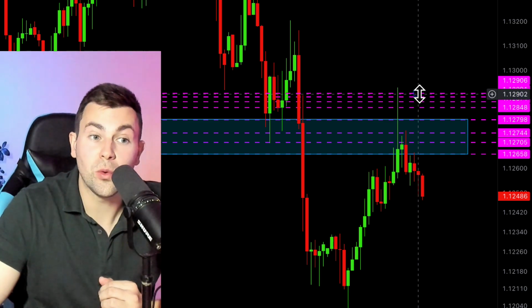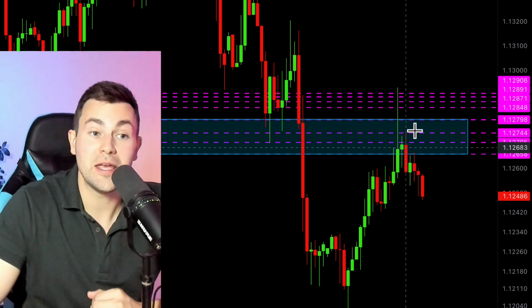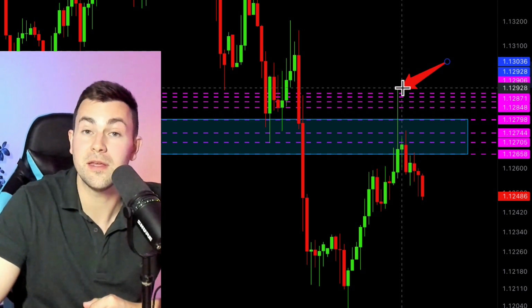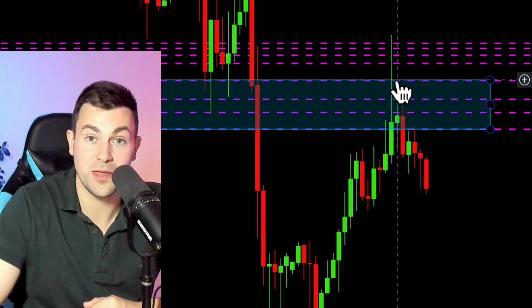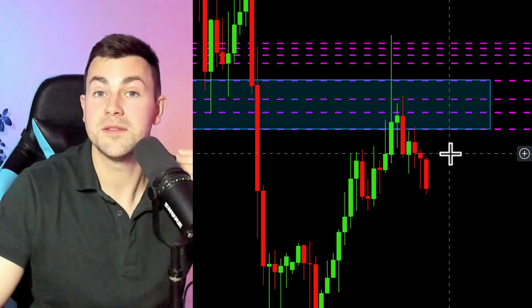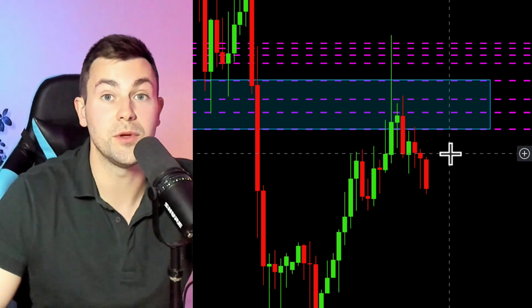And one of the main confirmations that we have a valid liquidity sweep right here is the fact that after this violation, after the liquidity sweep, the price quickly returned back within that zone and then respected that and started to fall. Such a price action is a very reliable indicator of market manipulation.